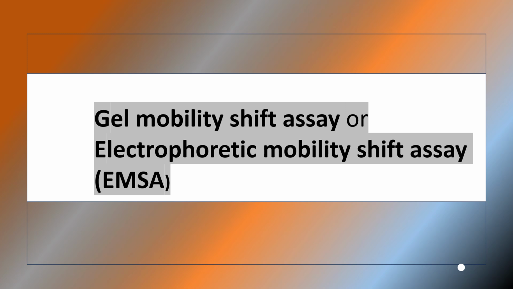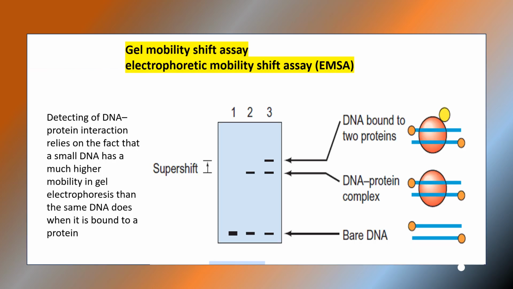In today's video, we are going to discuss another technique, the gel mobility shift assay, also called the electrophoretic mobility shift assay or EMSA. Now, why this technique and what are its uses? Let's understand. Whenever we have a DNA and a protein interacting together and you want to see whether they are interacting, we use this technique called the electrophoretic mobility shift assay.